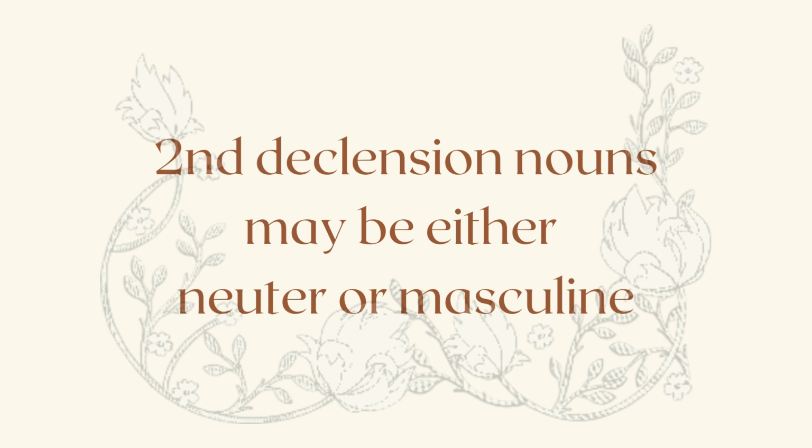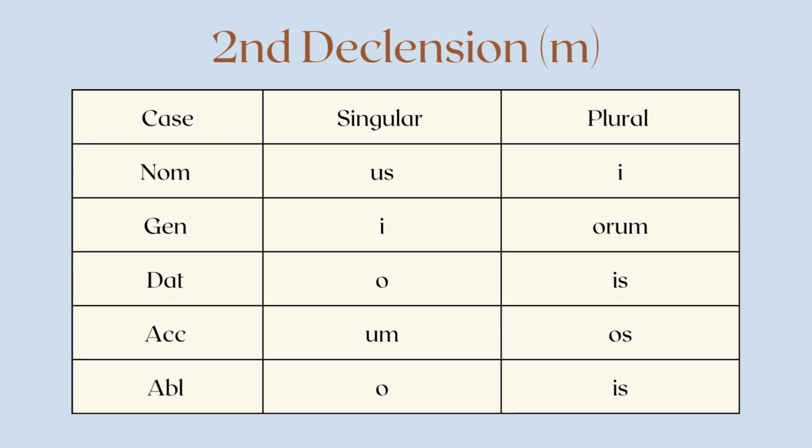The first declension nouns that we've looked at so far were almost exclusively feminine. Nouns of the second declension may be either neuter or masculine. Most forms are common to both genders, but at least for a start, we'll learn them as separate paradigms. In this lesson, we'll study the masculine form, and we'll look at the neuter form in the next lesson.